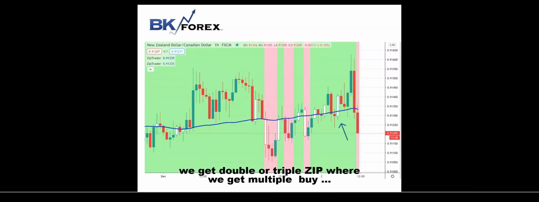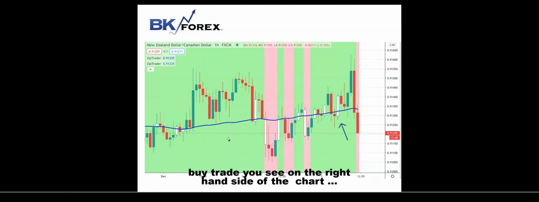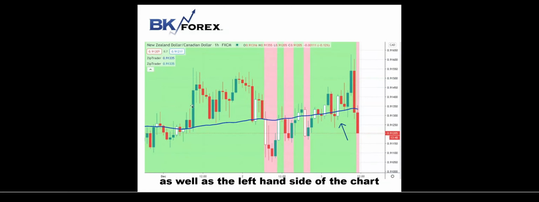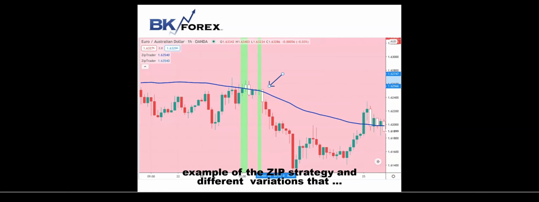The third variation is one of the variations I love, which is where we get double or triple zip, where we get multiple buy signals. That's when we can have a very powerful buy trade. You see it on the right-hand side of the chart as well as the left-hand side of the chart. Here's another example, double zip sell signal. Very powerful sell signal here because it tried once, it rebounded, and then the second time was when it finally broke down. So that's another example of the zip strategy and different variations that we can use.